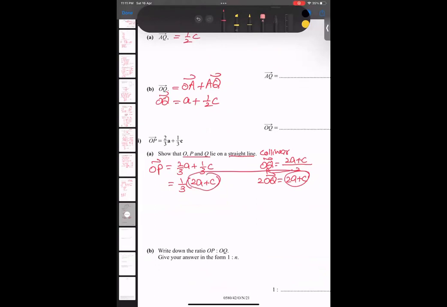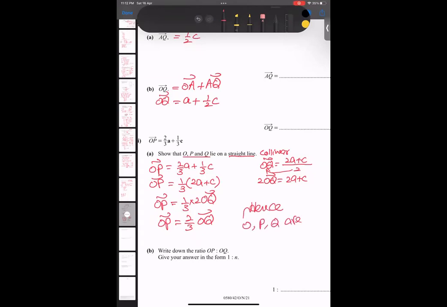Look, they match. So now I can remove this and copy 2OQ in place of it. So OP vector is equal to 1 over 3 times 2OQ, or OP vector is equal to 2 by 3 times OQ vector. Whenever we can write any vector as some number times another vector, they are called collinear, and one letter must be common, repeating. So we can say, hence, O, P, Q, R are collinear, or lie on a straight line.